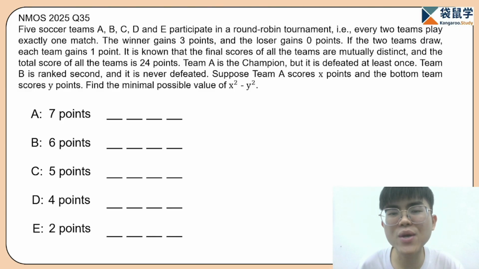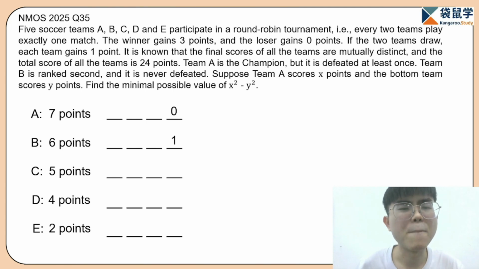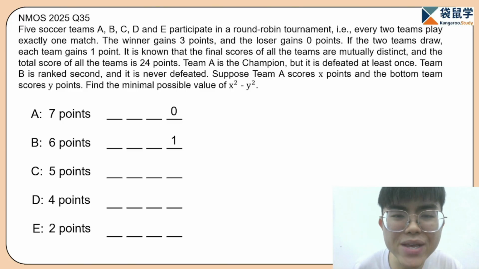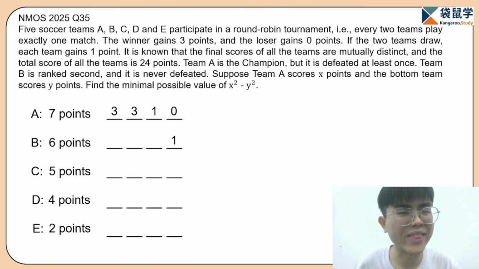So from the question, we know that A is the champion, but it is defeated at least 1. So one of the gains from A must be 0. And for B, one of the gains must be 1, because B is never defeated. Now, Team A has 7 points. How do we partition this number 7? It is simply 3, 3, and 1.